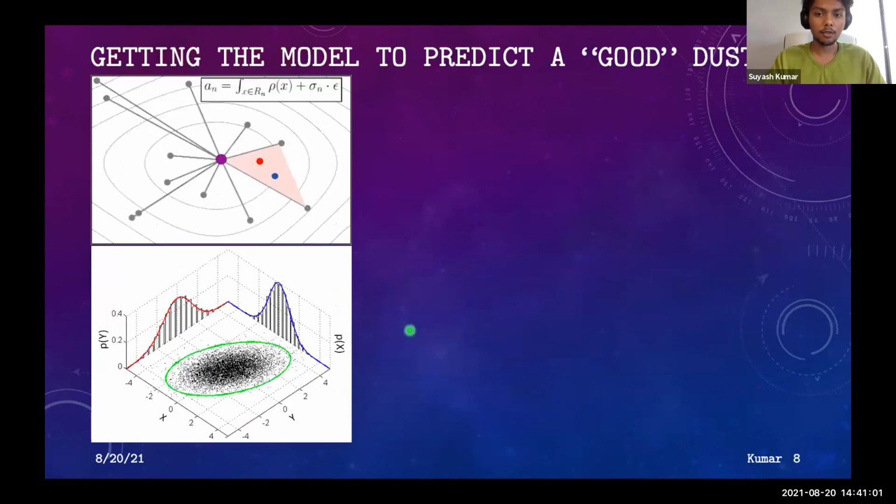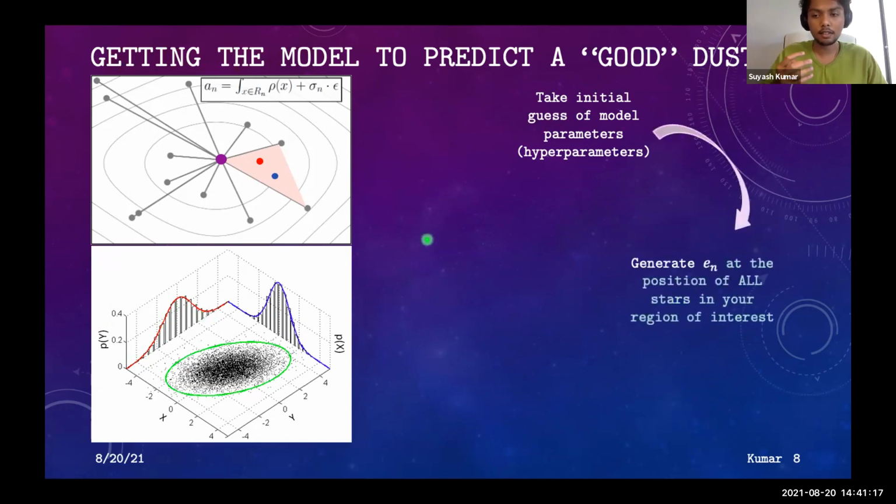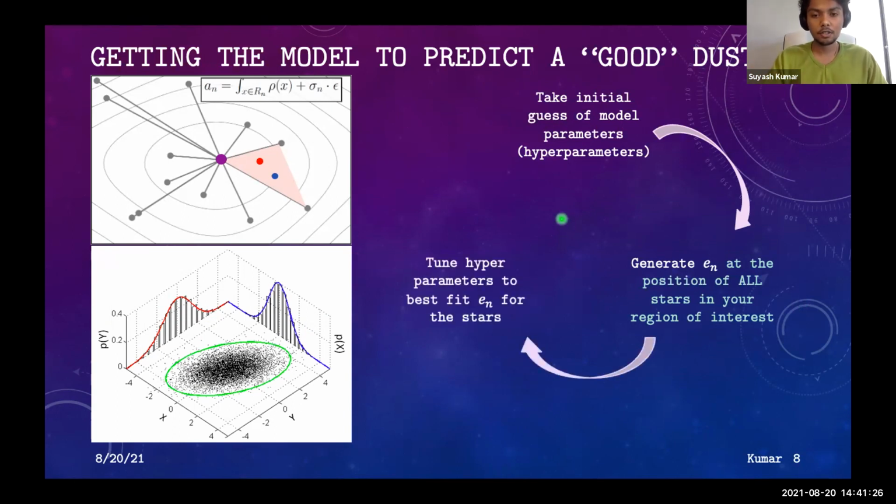And so the general workflow of the model is that you take initial guesses for some of the model parameters, which are commonly called hyperparameters. Some examples can be the width of this Gaussian or the height of this Gaussian. Using these initial guesses, we can get a test density function from which we can generate extinctions of all the stars in our region of interest and compare them to the true extinctions that our model has access to. The hyperparameters can be tuned to better explain the stellar extinctions.